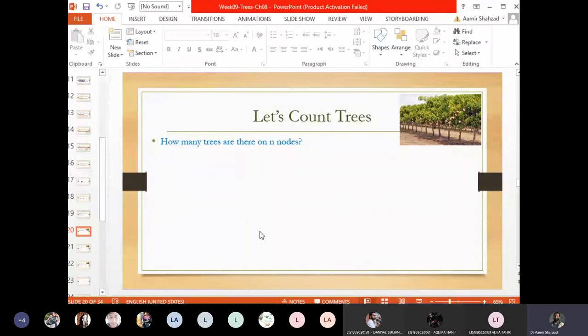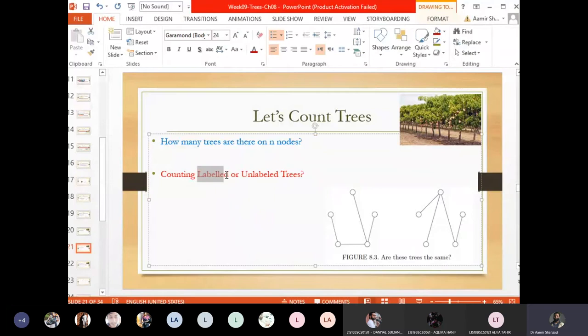So this is quite an important and interesting thing. Let's count trees. If we have n nodes, on n nodes, how many trees can we have? Here we can have a question: are we counting either labeled trees or unlabeled trees? Labeled trees means each node ko humne koi label diya hua hai, koi naam diya hua hai, let's say A, B, C, D, E. Unlabeled trees ka koi bhi naam nahi hai.